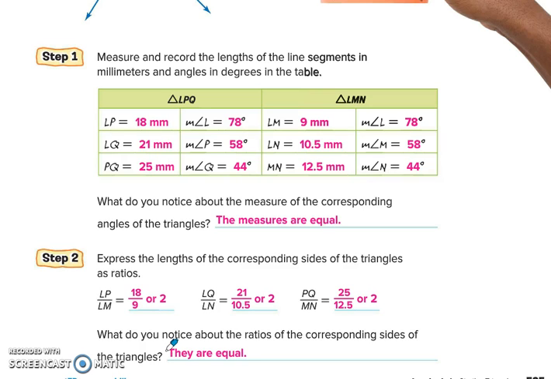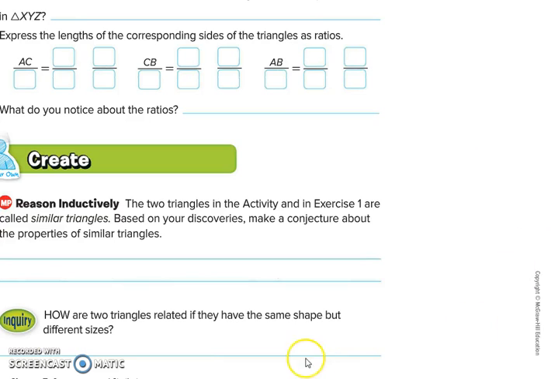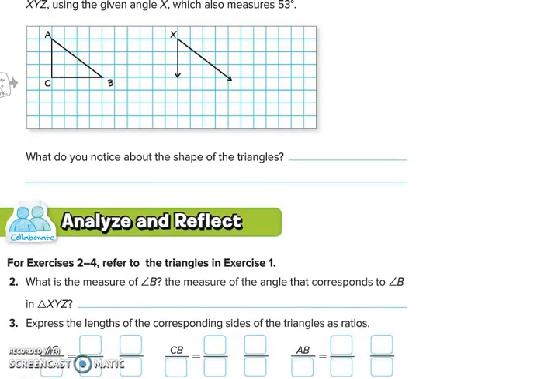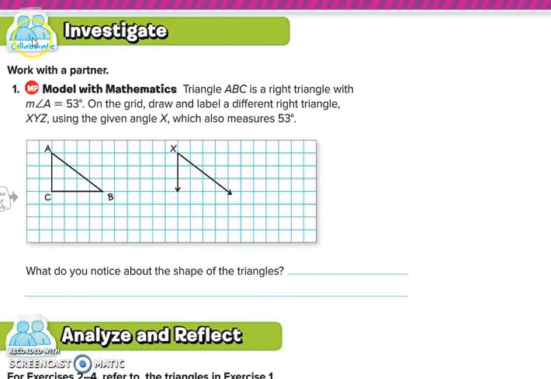Basically, when we're looking at our similar triangles, the two triangles that we're going to go over from the activity and the triangles that we'll look at in the next spot, let's take a look at those now actually. Okay, so you're going to be doing some of these questions here. So let's take a look at the investigate questions on the next page.